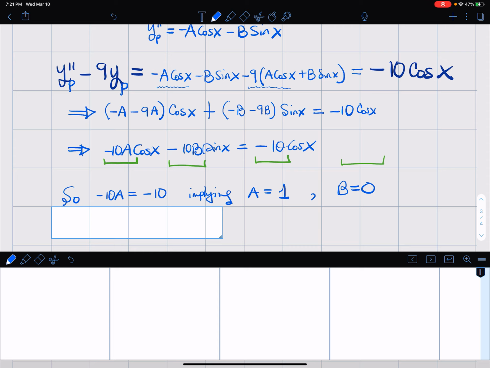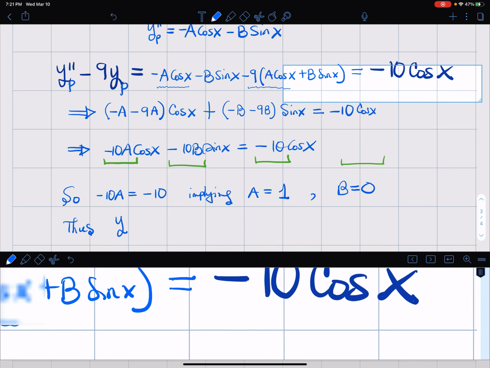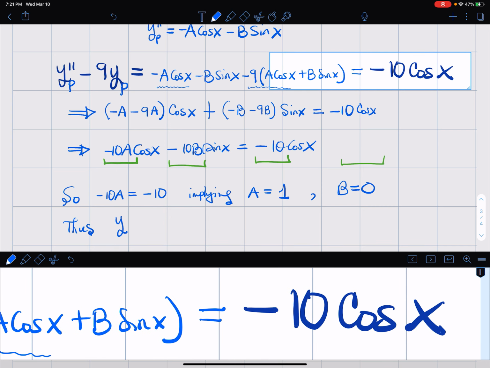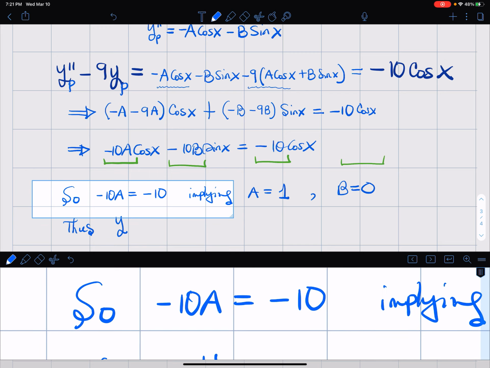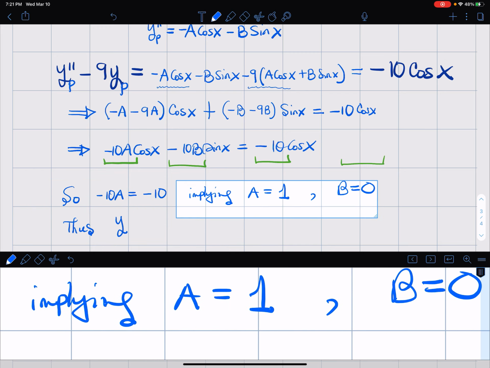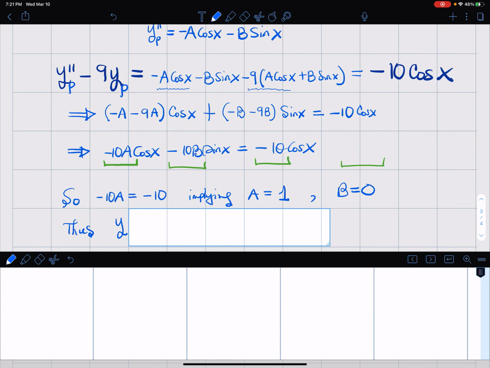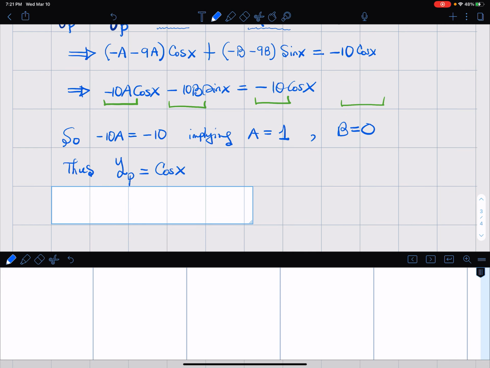All right, so it's not always this easy. It's a coincidence that we have b equal to 0 and negative 10a is just negative 10. That means a is 1. It doesn't always happen that way. So we now have that our yp is just cosine x.